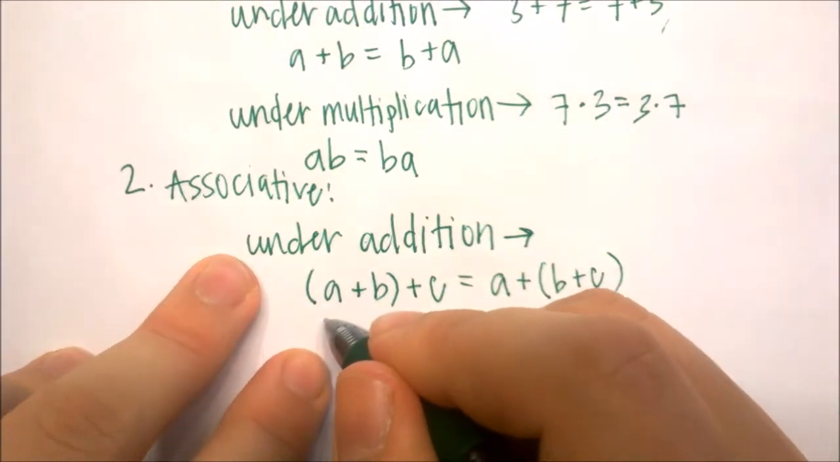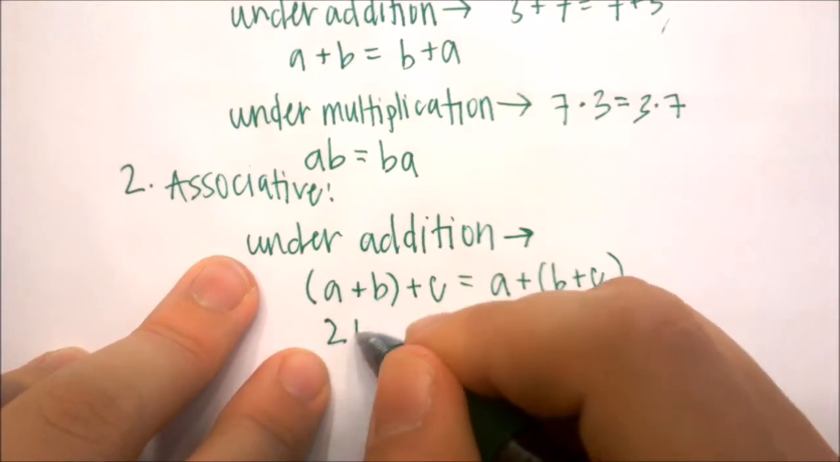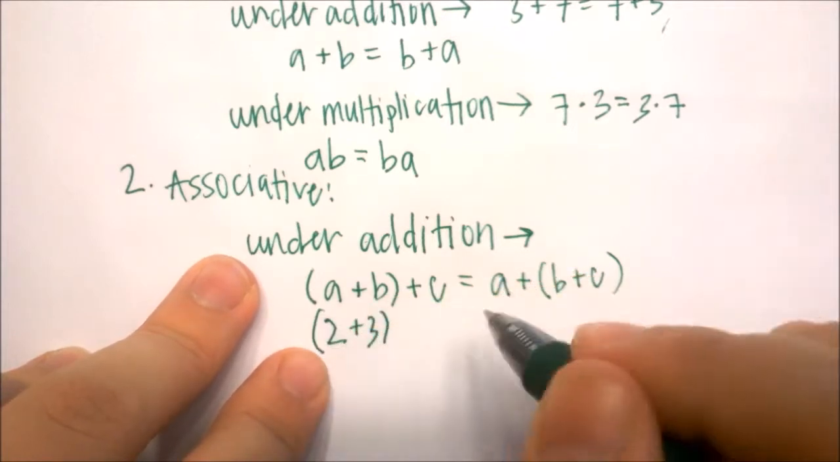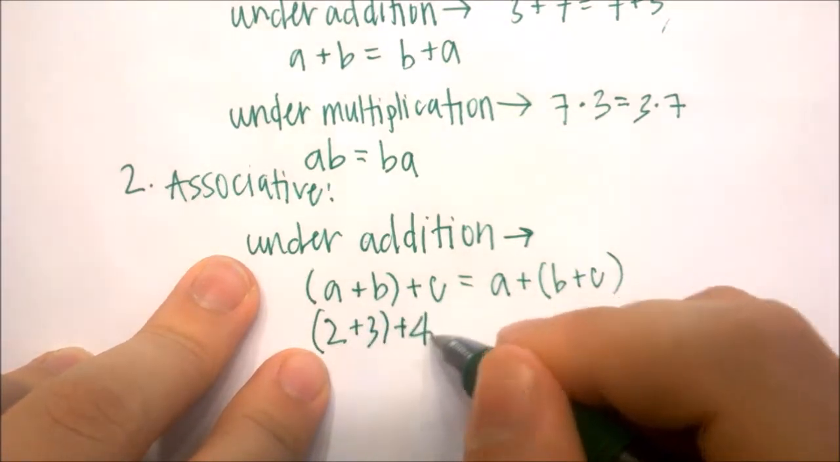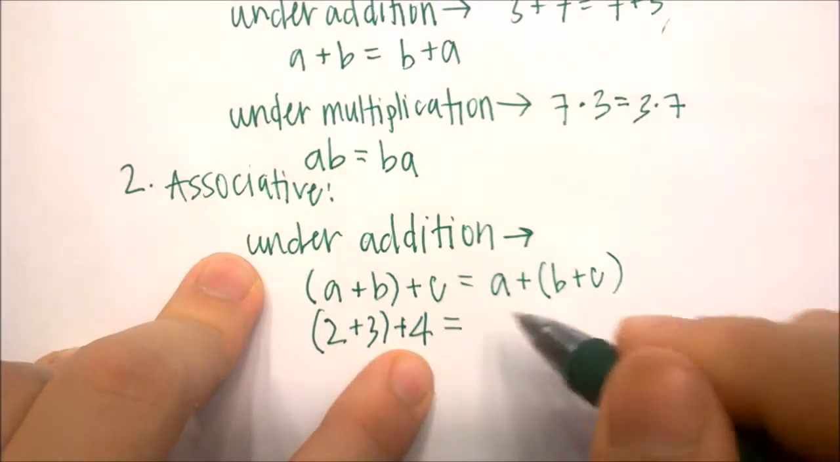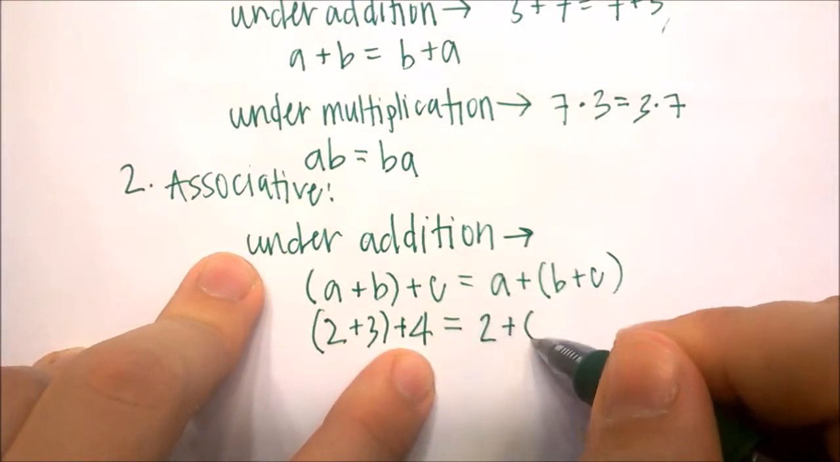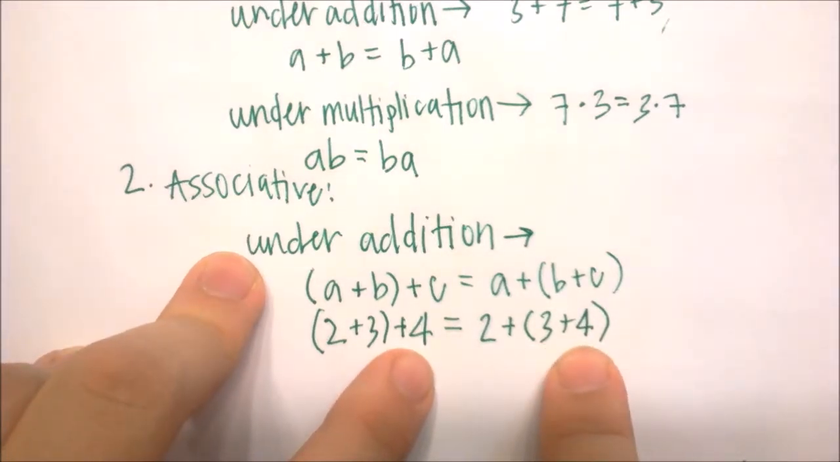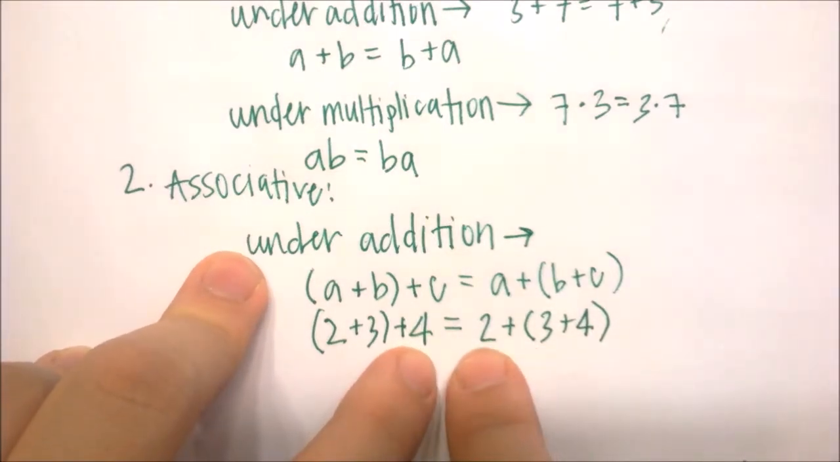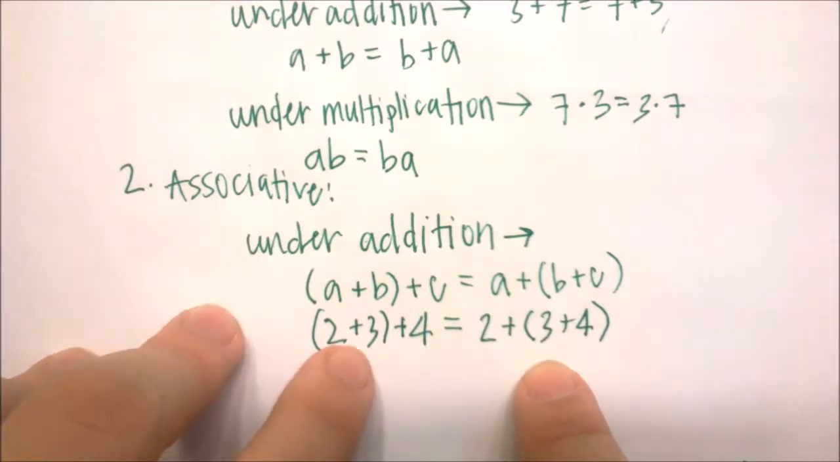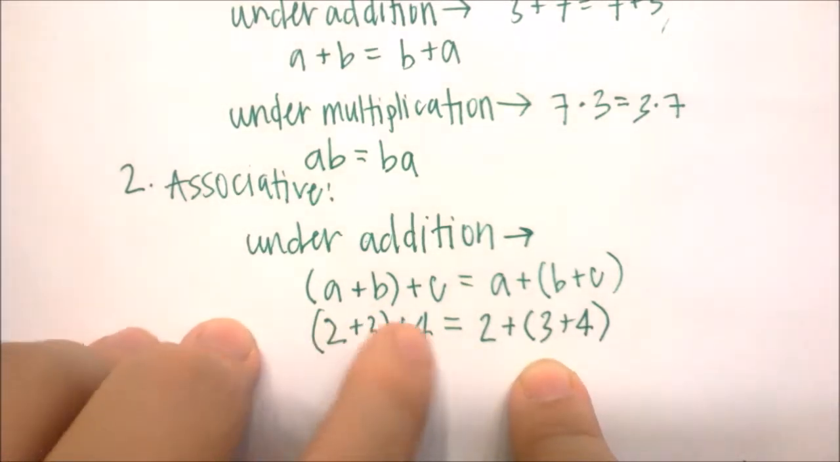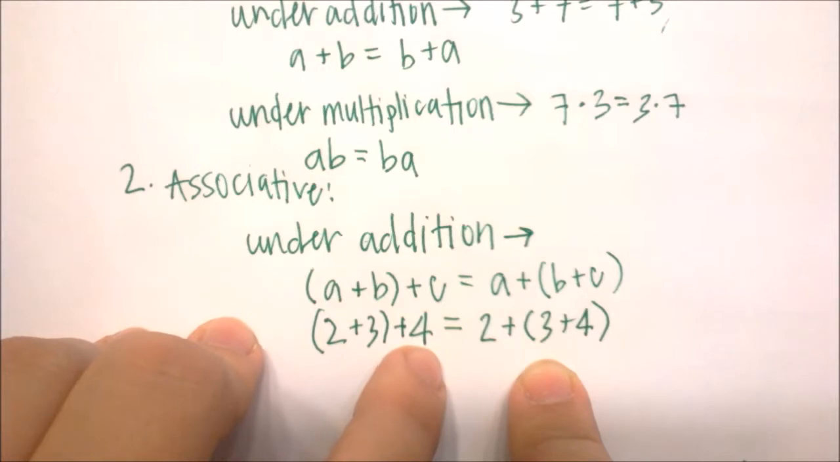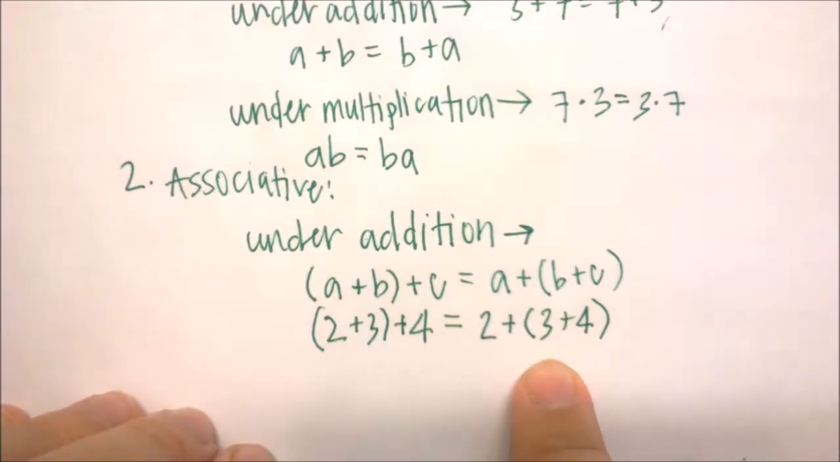So here let's look at 2 plus 3 is 5, plus 4 is 9. Here if we do 2 plus 3 plus 4, 3 plus 4 is 7, plus 2 is 9. So we got the same thing here. So real numbers are associative under addition.